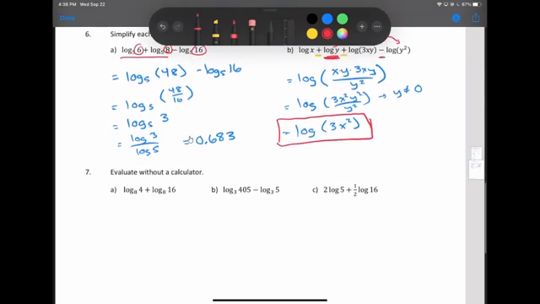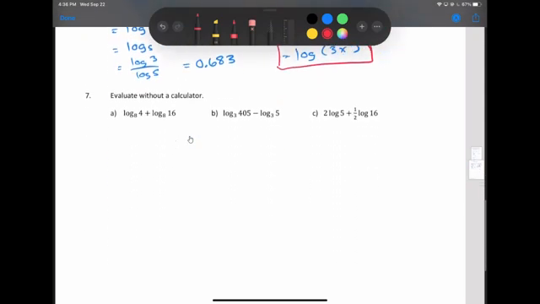Okay, let's see if we can evaluate these without a calculator, and they look kind of nasty, but that means there must be a trick to make our lives easier. So we have log base 8 of 4 plus log base 8 of 16, both the same base, so we're good to go with our new rule. And that becomes log base 8 of 4 times 16, which is 64. And that's a fancy way of saying what exponent do I put on an 8 to get 64, and the answer is 2.